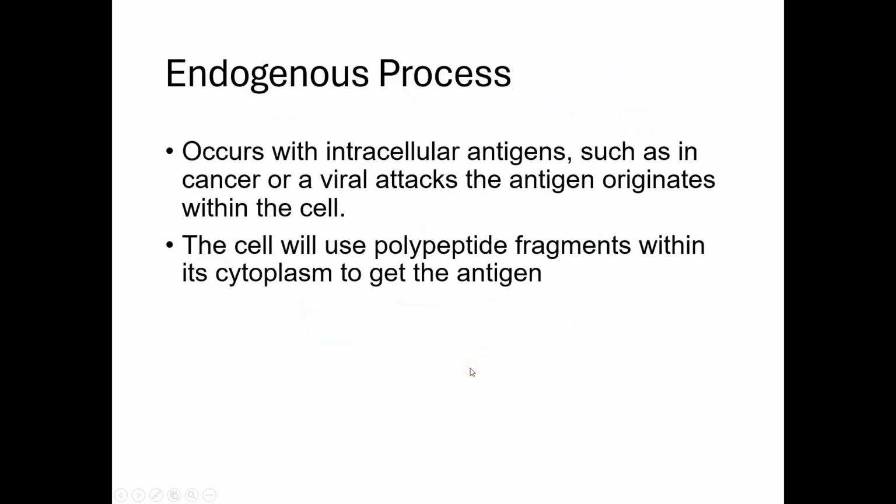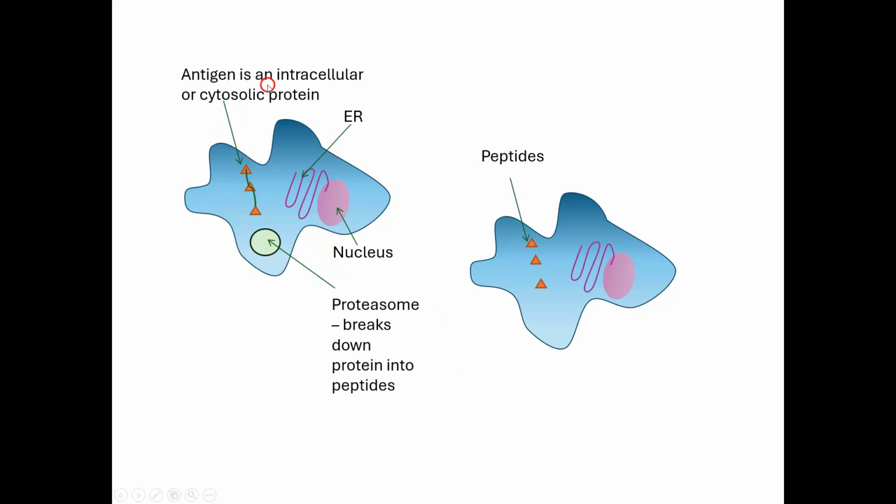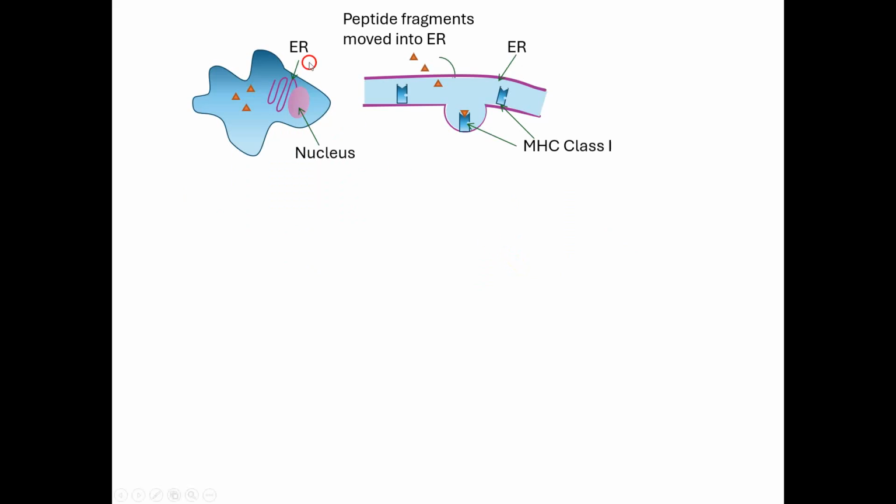Now, if we talk about an endogenous process, in the endogenous or internal antigens such as cancer or viral attacks, the antigen originates within the cell. Therefore, the cell is going to have to break down these polypeptide fragments, which are cytosolic proteins, if you will, into an appropriate size for the cell to be able to utilize. So here you'll see the antigen is an intracellular cytosolic protein. We're going to have to use a proteasome to break down that protein into peptides. So you'll notice that they start from the inside, with these peptide pieces. Okay, so here we have our peptide pieces that are intracellular.